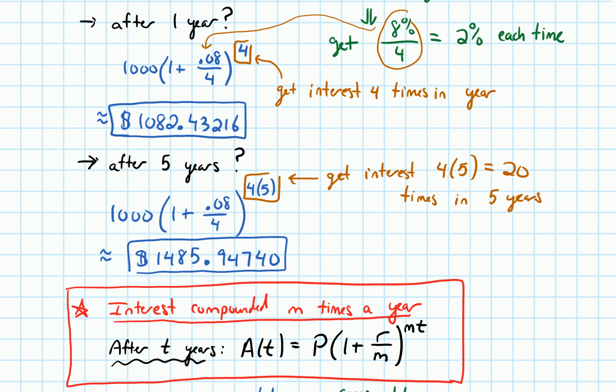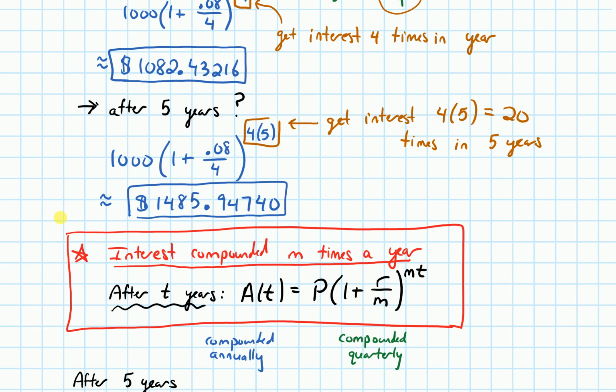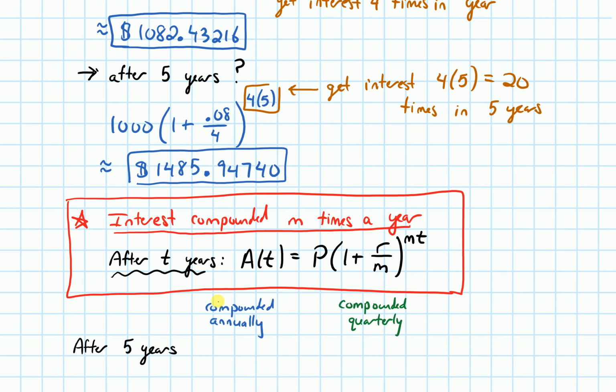Okay, so now let's just compare. After 5 years, what were the numbers that we got when we got interest just once a year, so that's annually, and when we did it quarterly? So annually, we ended up with about, I'm just going to do it to the nearest integer, $1,469. Compounded quarterly, we can actually see that number up here. It was about $1,486, if I round up because I have 0.9. So we end up with more if we're compounding more often.